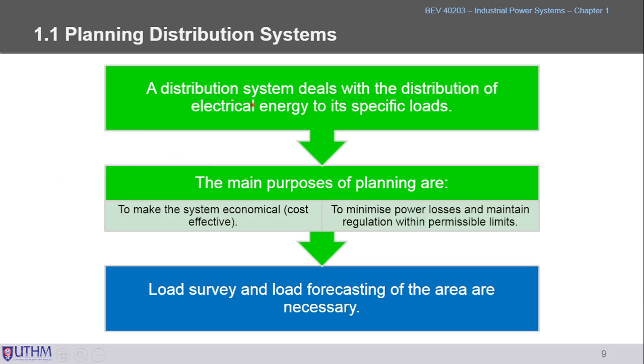Alright, distribution. In the distribution system, normally we deal with the distribution of electrical energy, and we need to make load specifics. That means we need to learn and know how the loading is connected in our IPS. The main purpose of the planning is to make the system economical in terms of cost, and then try to minimize the power losses as well.